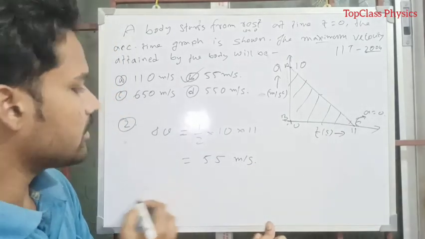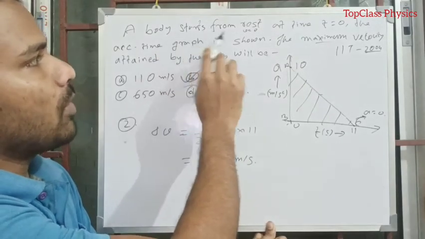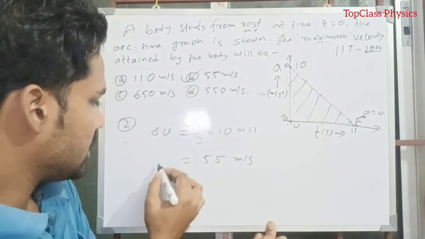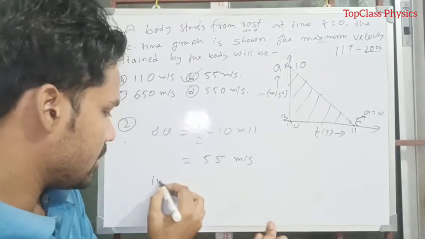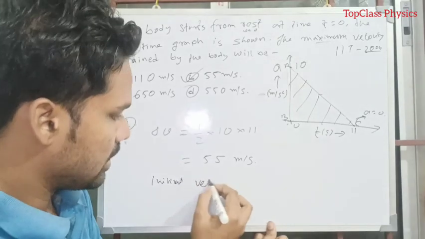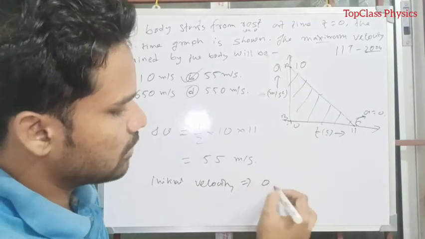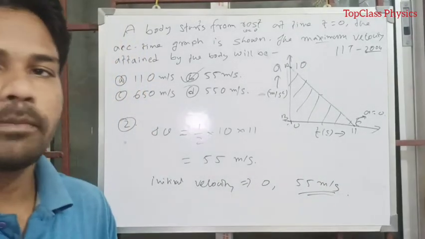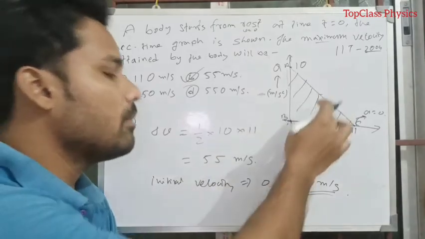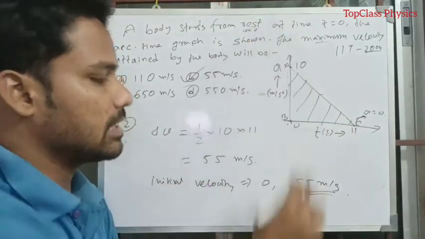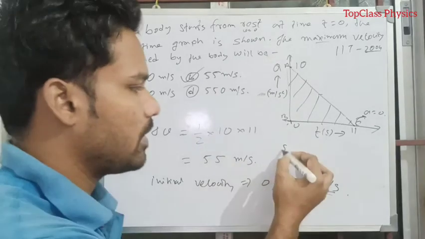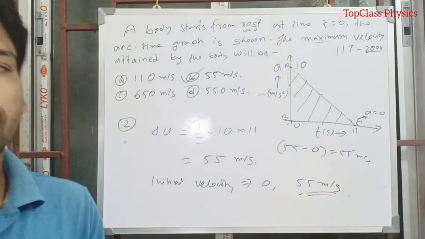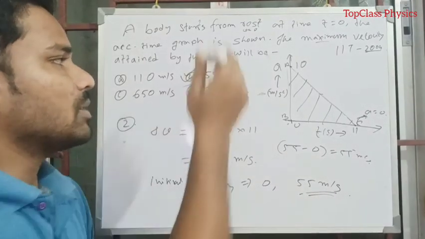So what is the maximum velocity? At the starting point the velocity was 0, that is the rest condition. So the change in velocity is 55. If initial velocity is 0, then our maximum velocity should be 55 meter per second. So maximum velocity is 55 minus 0, which of course gives us 55. So option B is our right answer.